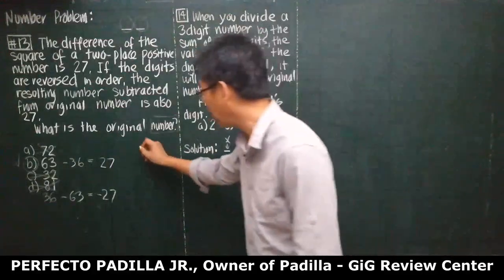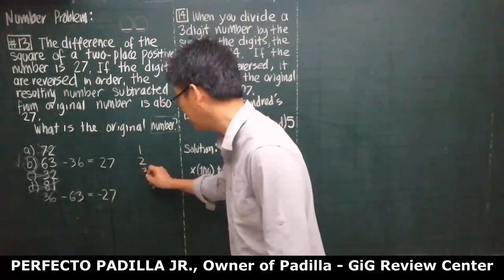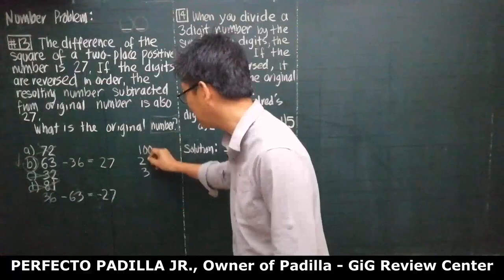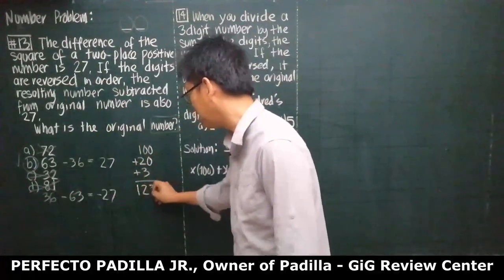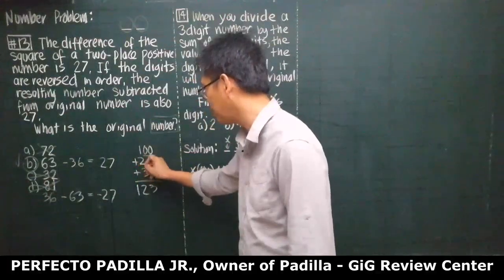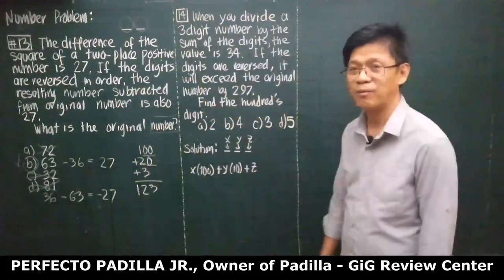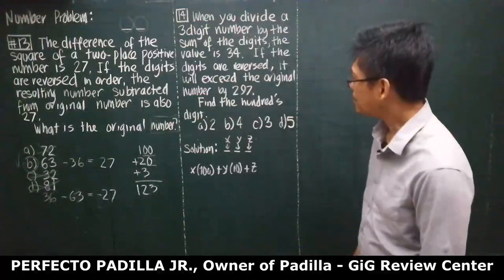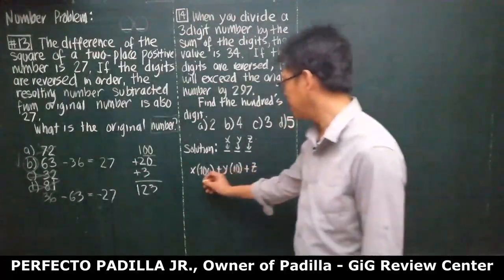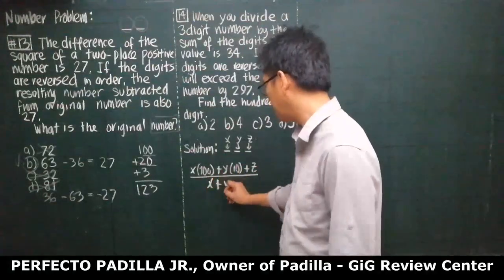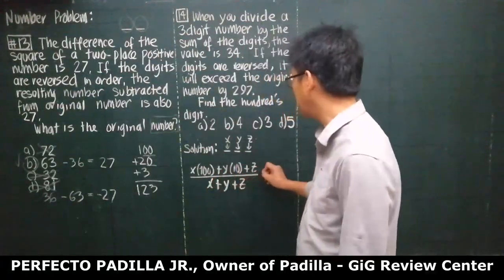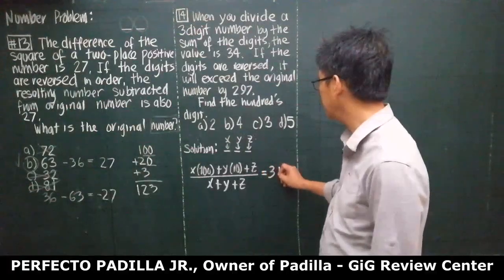Para yang 123, di ba? 100 plus 20 plus 3. That's 123. 1 times 100, 2 times 10, 3. You got it? Okay. Now, when you divide this by the sum of the digits, that is X plus Y plus Z, the answer is 34.